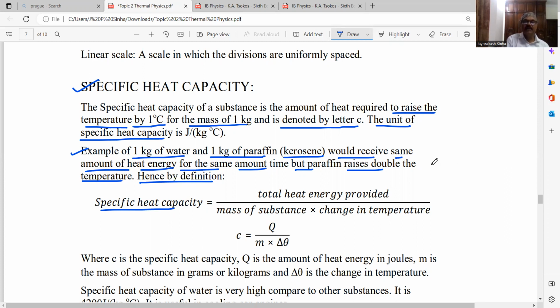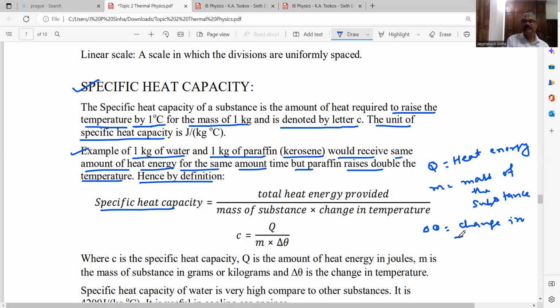So what is Q here? Q is the heat energy. What is m? m is the mass of the substance. What is delta theta? Delta theta is the change in temperature.